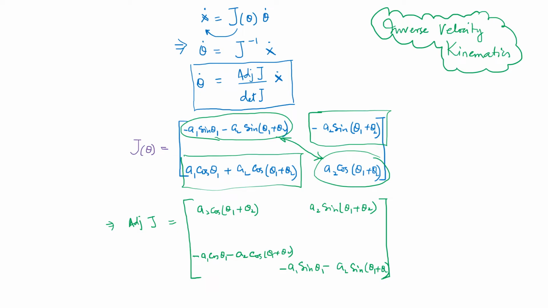So this is your adjoint of this matrix, but you still have to find out what is going to be the determinant. So adjoint is known, determinant is needed to be computed. So I'm going to use the same expression for Jacobian to compute the determinant of this as well in the next slide.